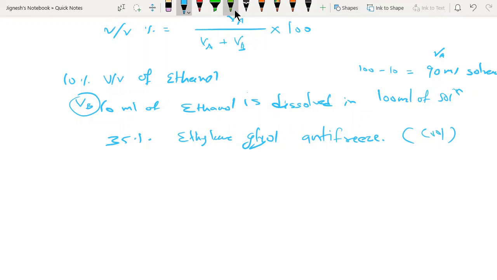Now let's see the third one. Third one is very simple and very easy to understand. It is called mass by volume. હવે આ બંનેનું મિક્સચર આવ્યું, mass by volume. We will see its mass by volume. Now this mass by volume percentage is written as W by V percentage. Now what will be the equation for this?